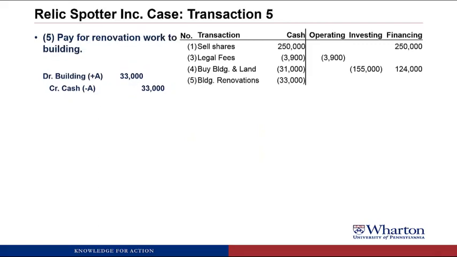Transaction number 5, Relic spotter paid $33,000 cash for renovation work to the building. Try to classify that as operating, investing, or financing.